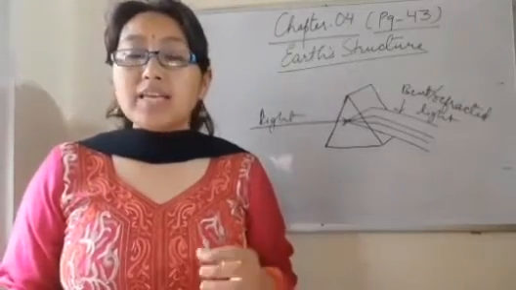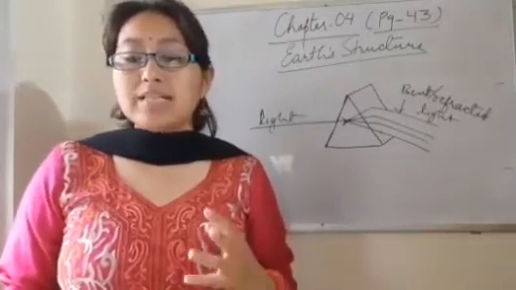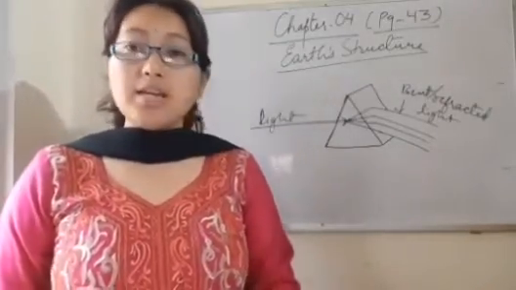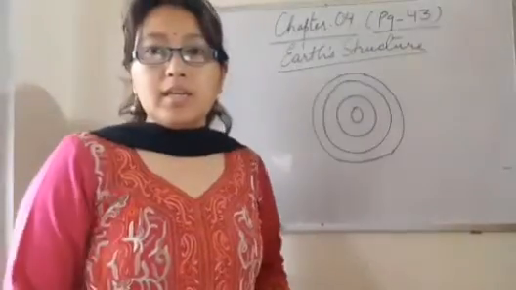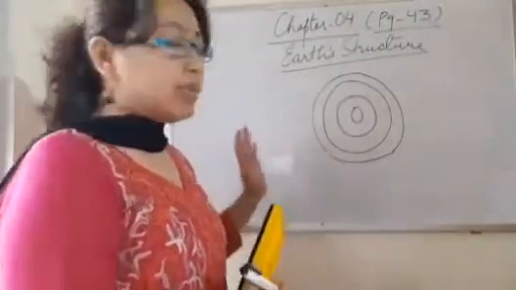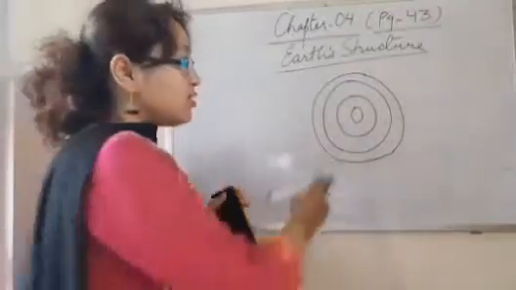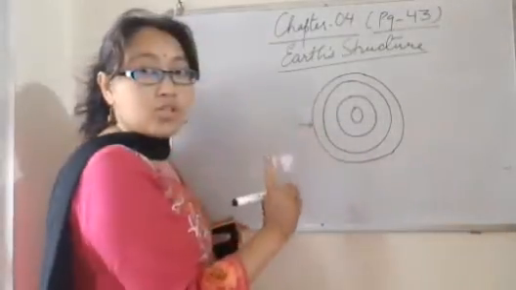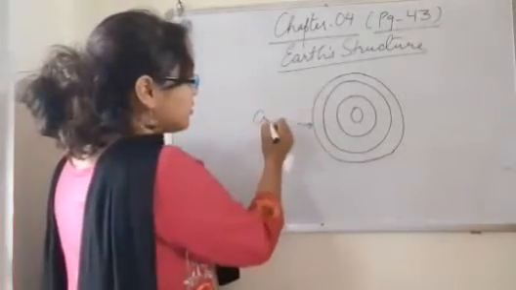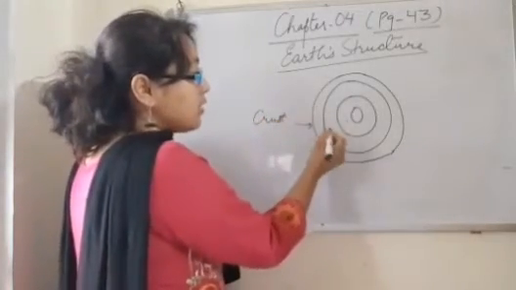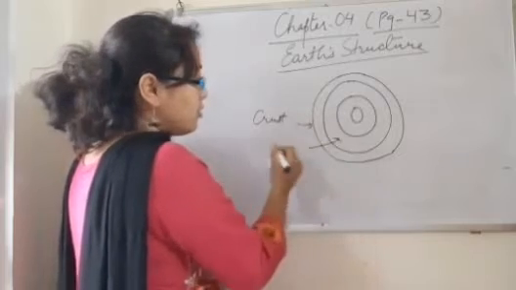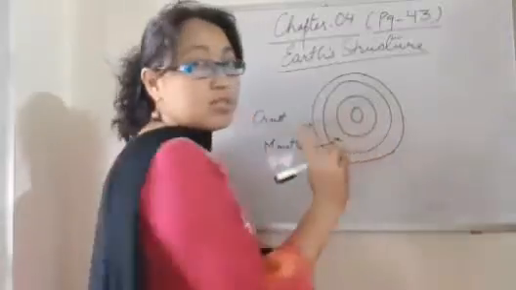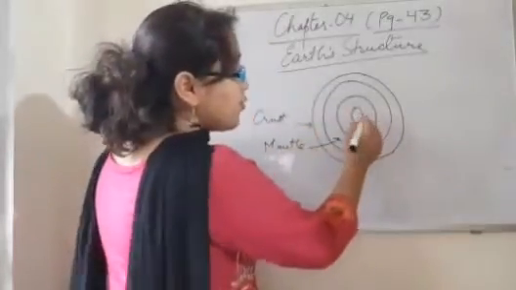So let's study about these three layers one by one. First we'll study about the core. Now just have a look at the earth structure. Here are the three concentric layers of the earth. The upper one is your crust. The middle one is your mantle, and the inner one is your core.